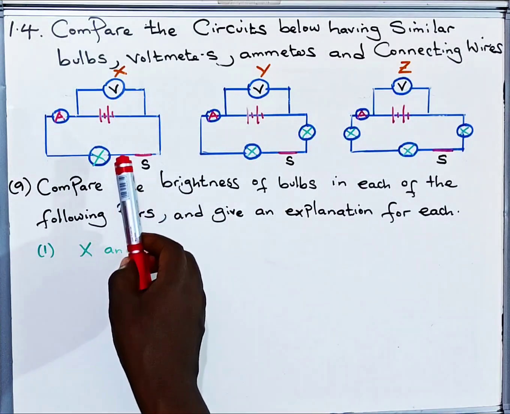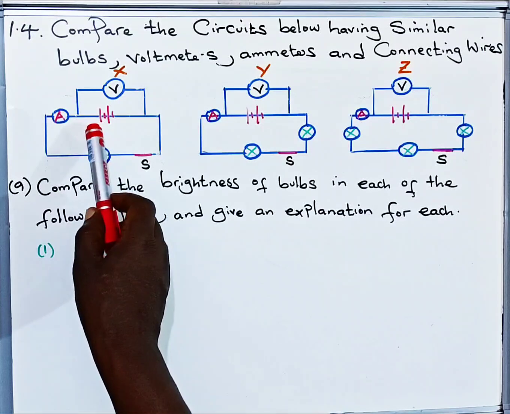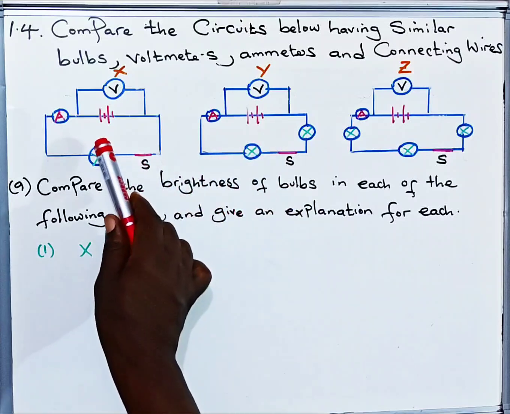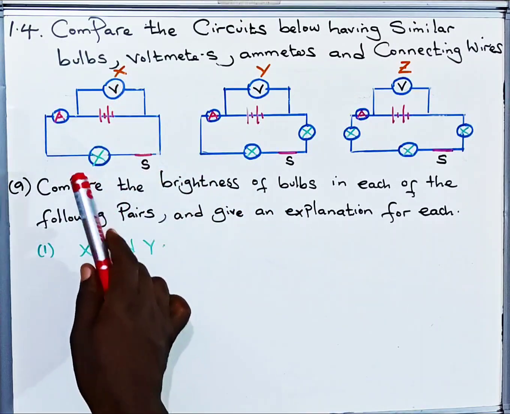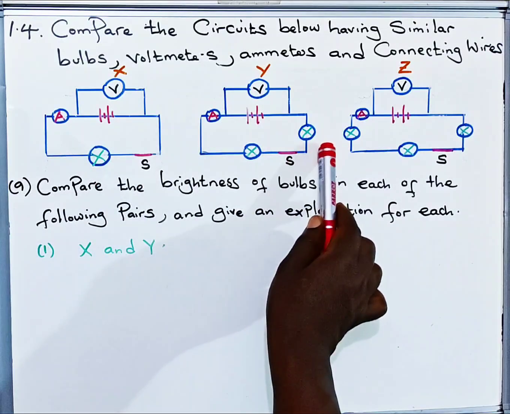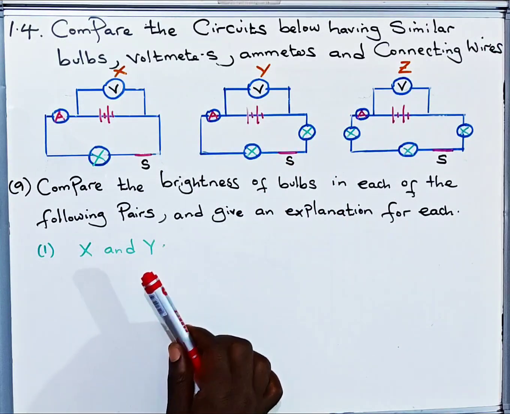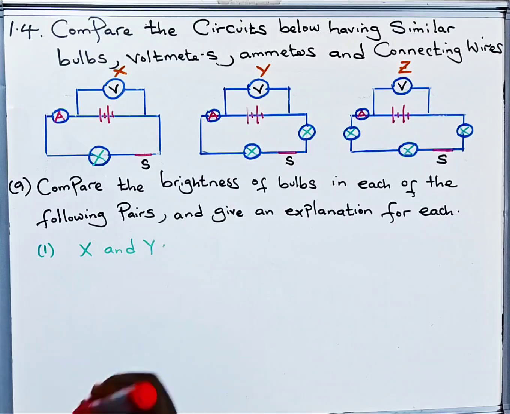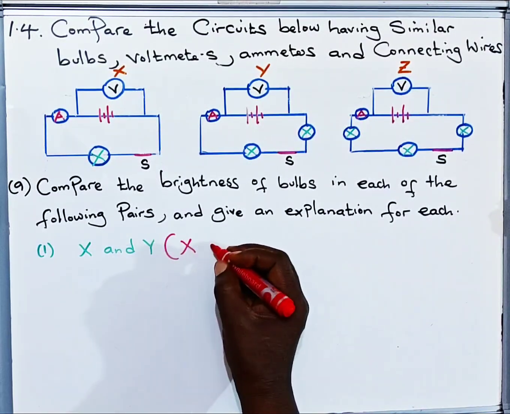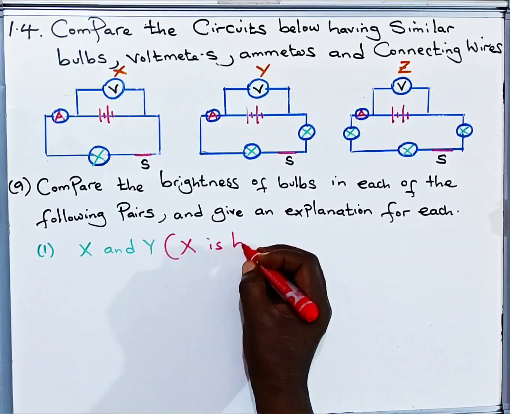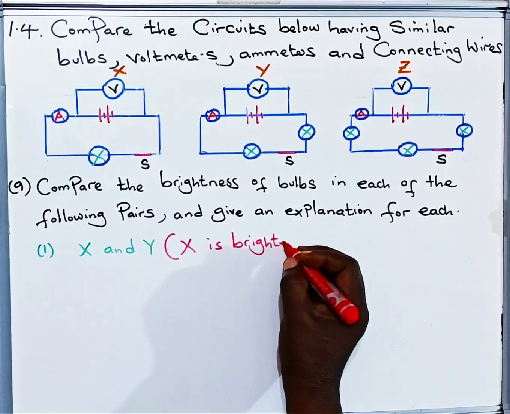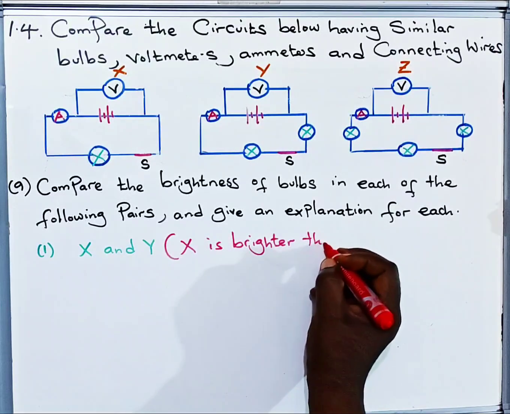Here we are looking at a situation where each circuit has two similar cells, similar voltmeter and others, but this one has one bulb and this one has two bulbs. So which one is brighter? In this case, X is brighter than Y.